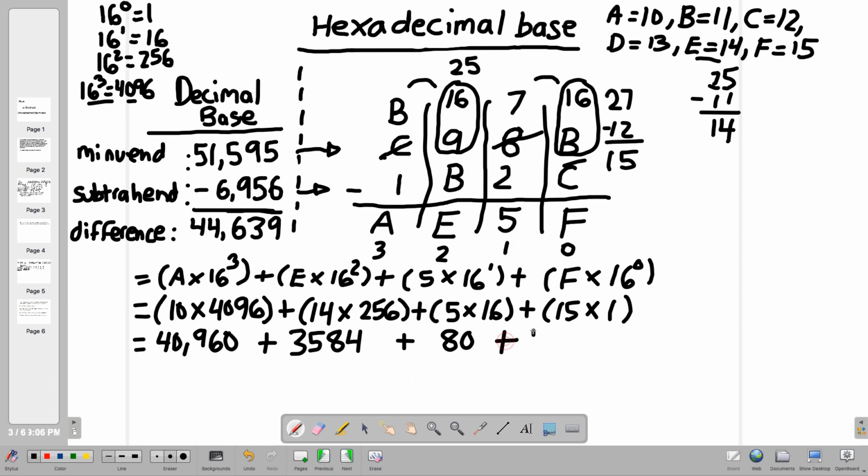And 15 times 1 is 15. And we add all the items. So we get 40,960 plus 3584 plus 80 plus 15. And that's a value of 44,639. And this is what we wanted to show.